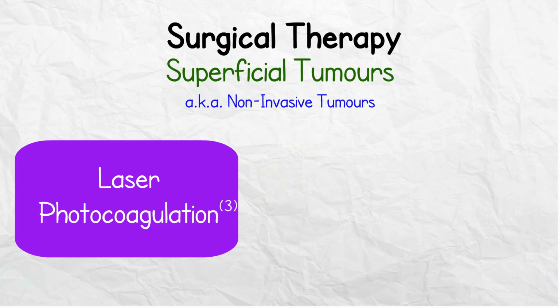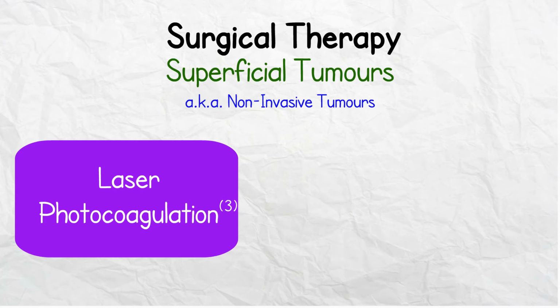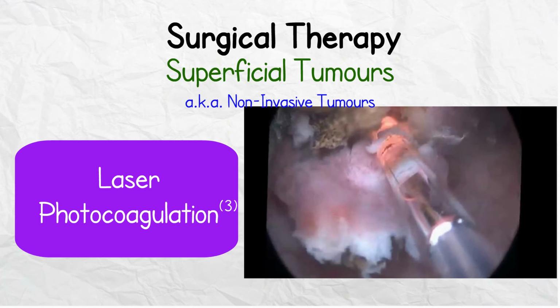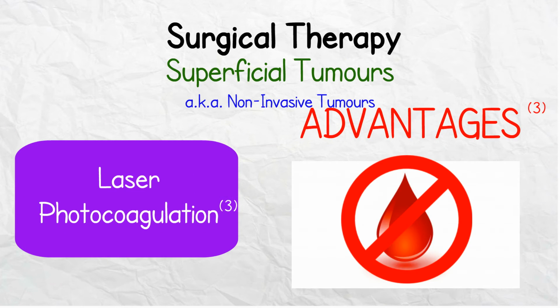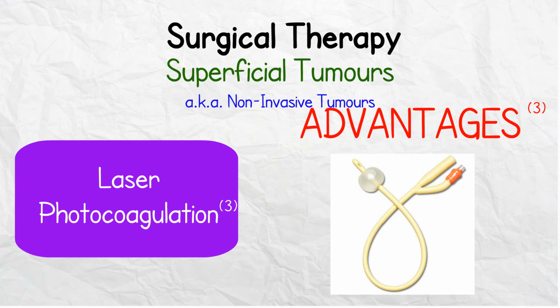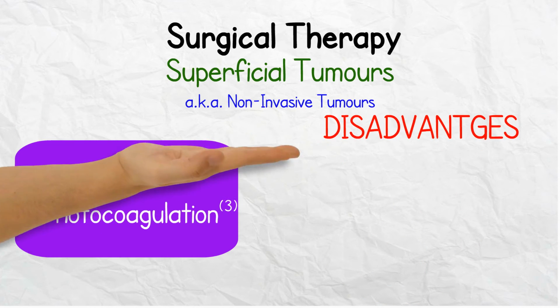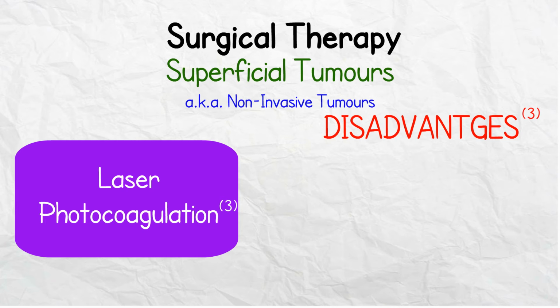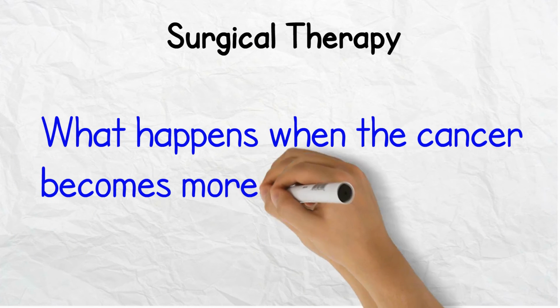The second technique is called laser photocoagulation. This treatment can be conducted many times and is therefore used for bladder cancer recurrences. The procedure involves inserting a laser through a cystoscope and using the laser to destroy the cancer cells. The advantages to this technique include no blood loss, minimal risk for perforating the bladder, and no need for a urinary catheter after the procedure. However, the disadvantages of this procedure include the fact that the tumor is destroyed and cannot be examined for grading and staging.